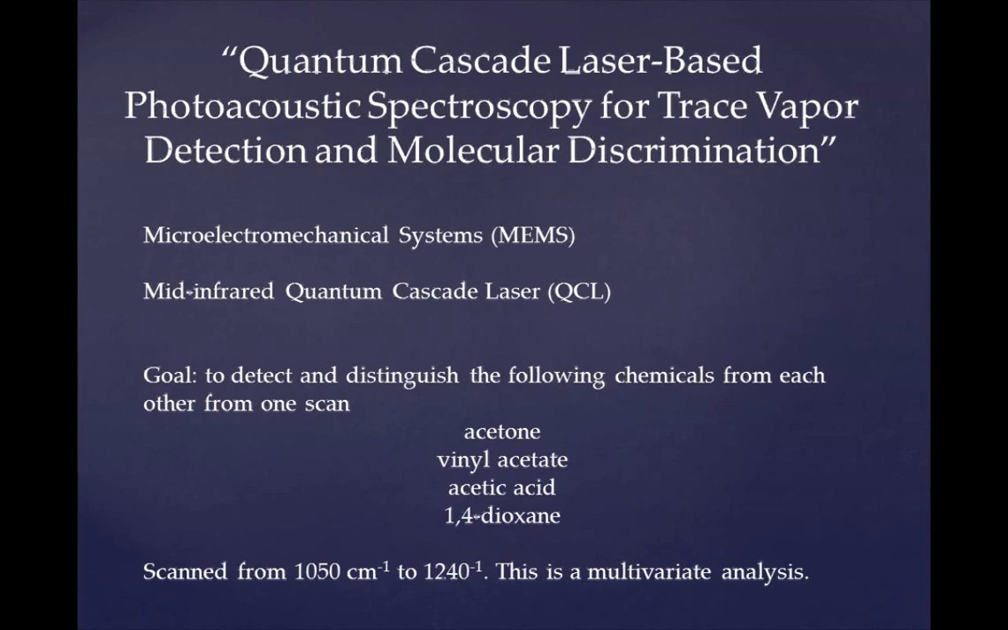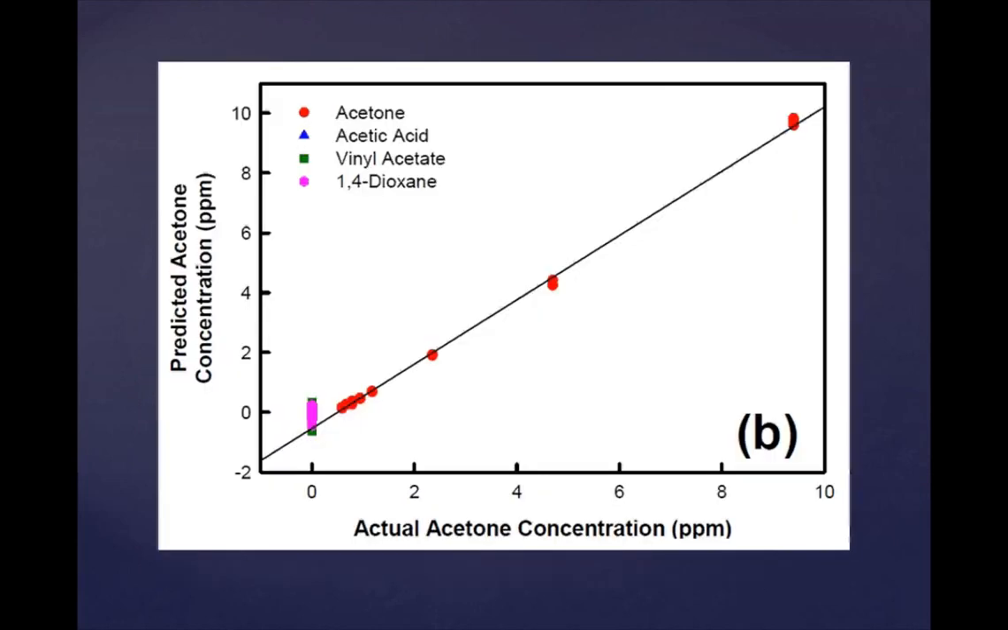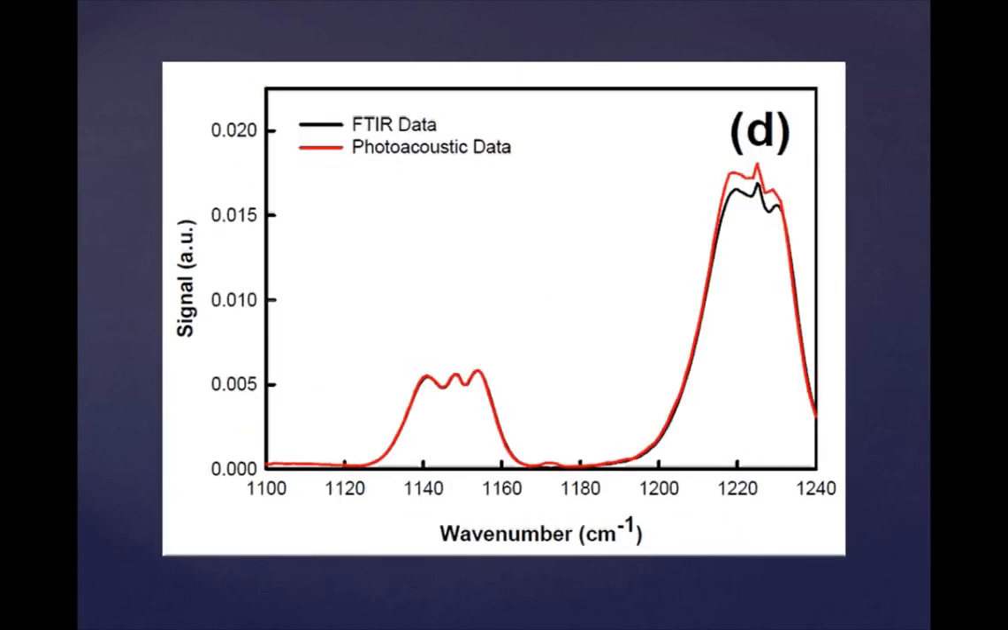But that was not their end goal. Their goal was to develop a method that simultaneously distinguished the four spectra from each other. They called this method of scanning the spectrum from 1050 inverse centimeters to 1240 inverse centimeters a multivariate analysis. This figure shows that, like many instrumental methods, the signal detected by the microphones increased linearly with the concentration of the analyte. This next figure shows that each analyte has a distinct signal, as can be seen in the graph.